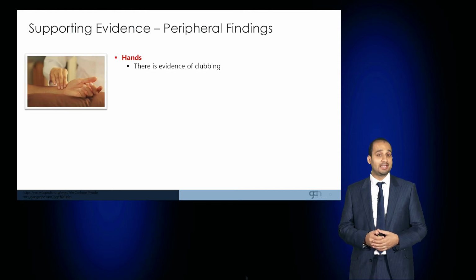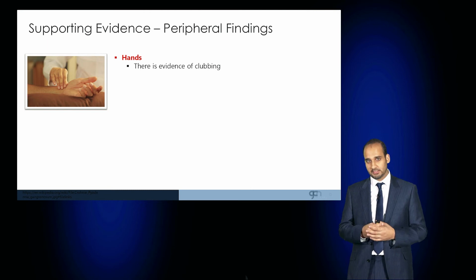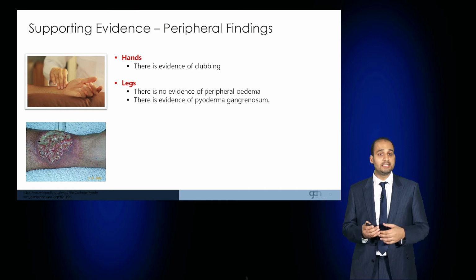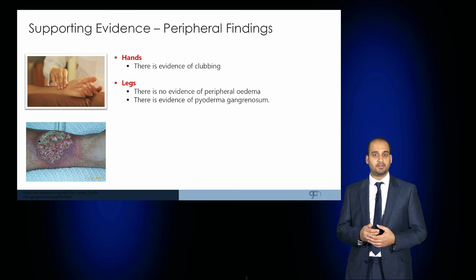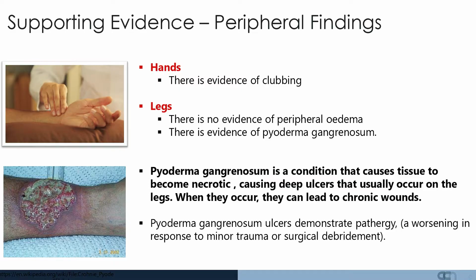On inspection of the hands, there may be early clubbing. This is uniform swelling of the terminal phalanges of the digits, leading to a loss of the angle between the nail and the nail bed. On the legs, you may see evidence of pyoderma gangrenosum. This is a condition that causes the tissues to become necrotic, causing deep ulcerations which demonstrate pathergy, which means irritation or minor trauma can increase the disease.